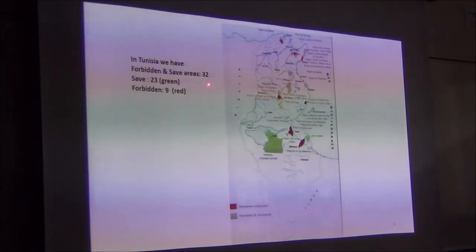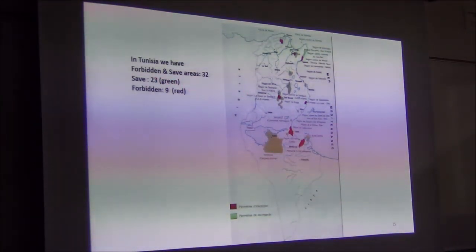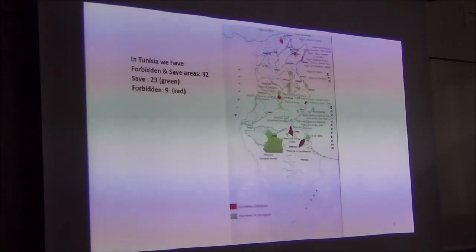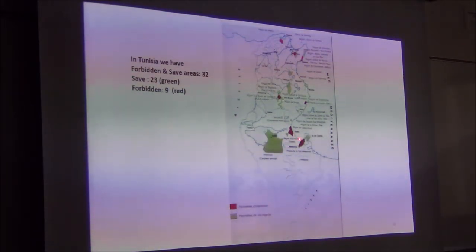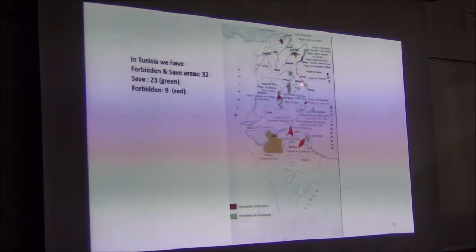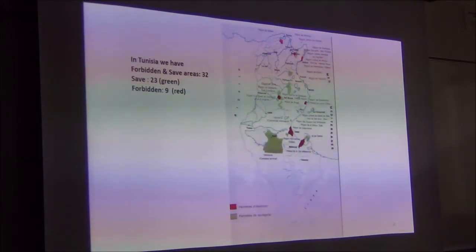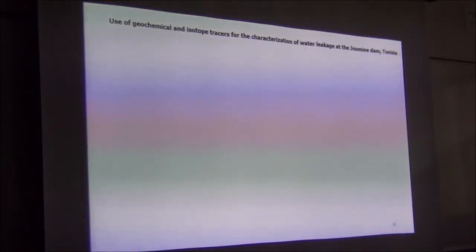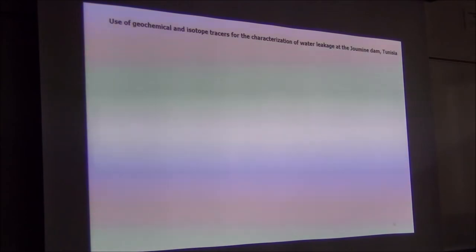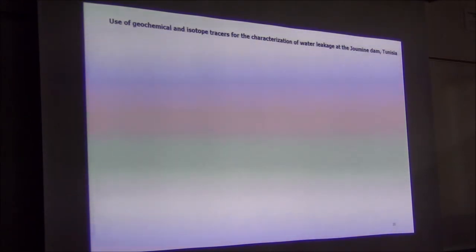Actually, we have 23 green safe areas, and in red there are 9. Most of these areas are located near the coast. The second presentation is about the use of geochemical and isotope tracers for the characterization of water leakage in the Jumin Dam in Tunisia.